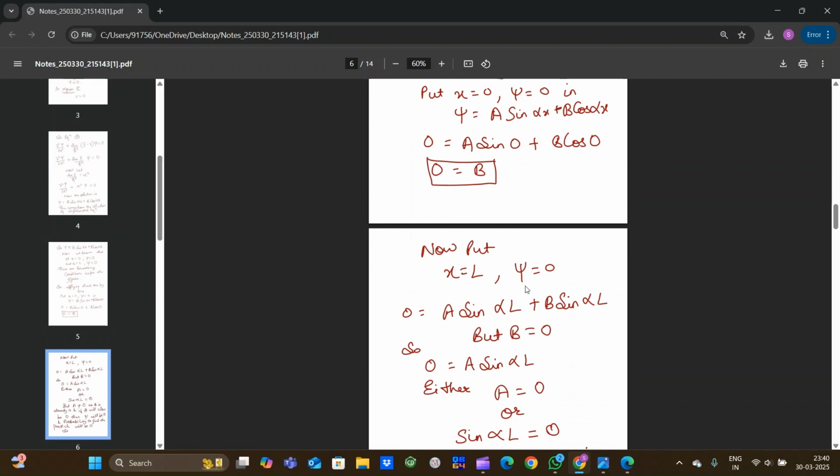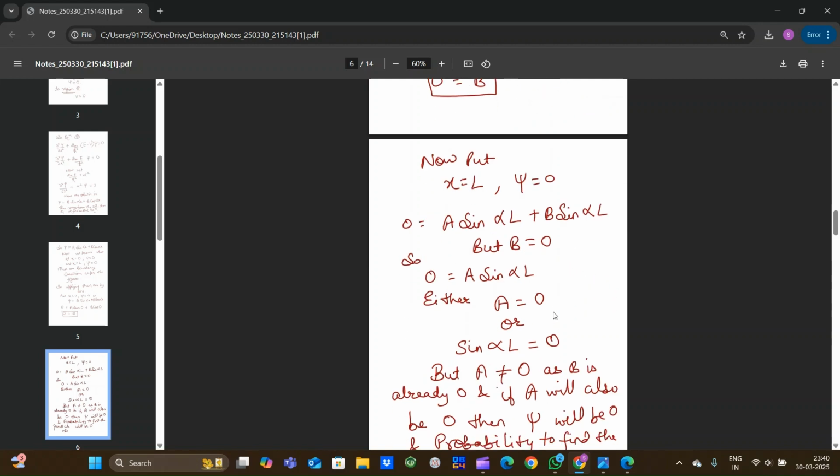Now put x equals L and psi is equal to 0. When we put this, 0 is equal to a sin alpha L plus b cos alpha L, this will be formed. But we recently found out that b is equal to 0. So 0 is equal to a sin alpha L only and not this term. Now this is possible in two ways: either a is equal to 0 or sin alpha L equals 0.